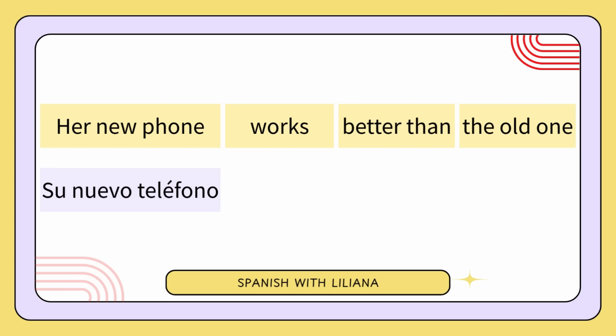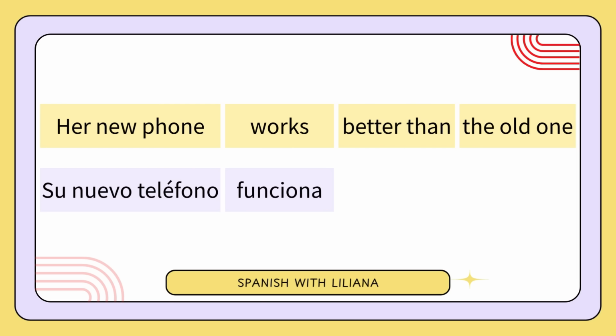Nuevo works like this. You can come after or you can come before. There is some nuance to it. If it comes before the noun, it means new or recently acquired. If it's after the noun, it usually means brand new or unused. But for our purpose, we can use it before or after. Not all the adjectives work like this. There is a subset of them that can be used either way. Su nuevo teléfono.